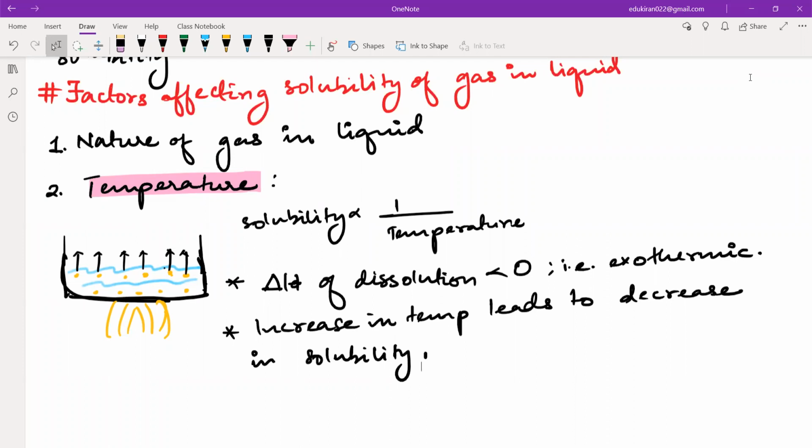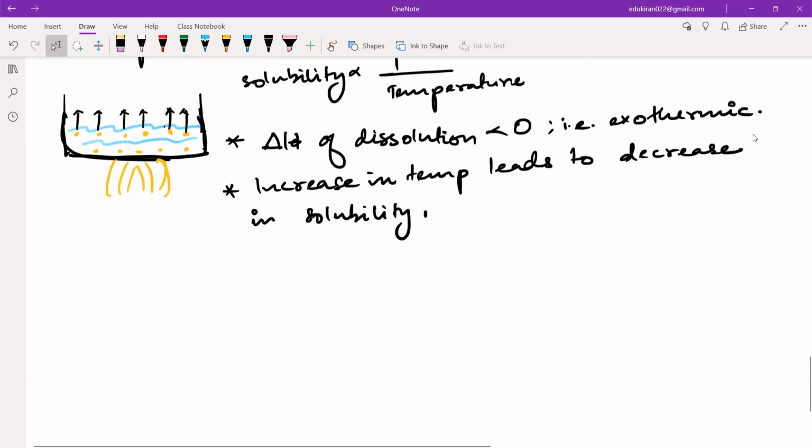The next factor is important. Effect of pressure. For pressure, what I want you to do is compare two different situations. So let me make some situations here.